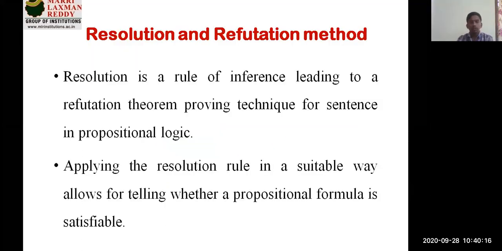So summarizing, resolution is a rule of inference. Here again we are talking about rules of inference which lead to a refutation theorem proving technique for sentences in propositional logic. If you want to understand the refutation theorem, we will discuss that in the next concepts. You need to understand clearly what resolution is, how rules of inference are similar to resolution, and finally how we will apply this to the refutation theorem with respect to propositional logic. So applying the resolution rule in a suitable way allows for telling whether a propositional formula is satisfiable or not.